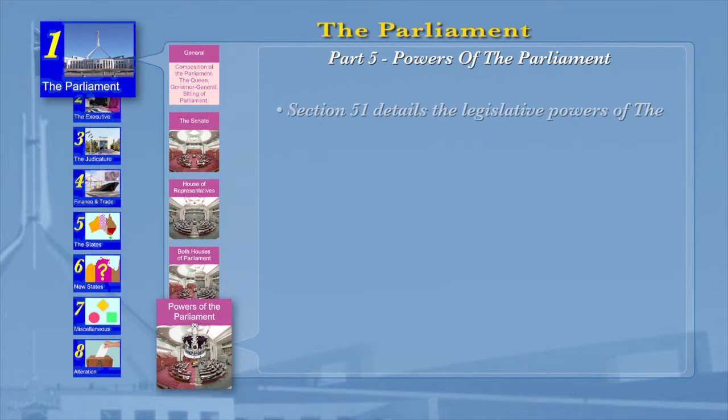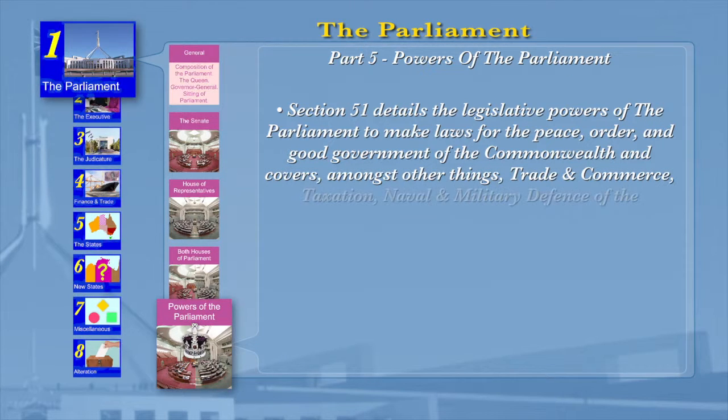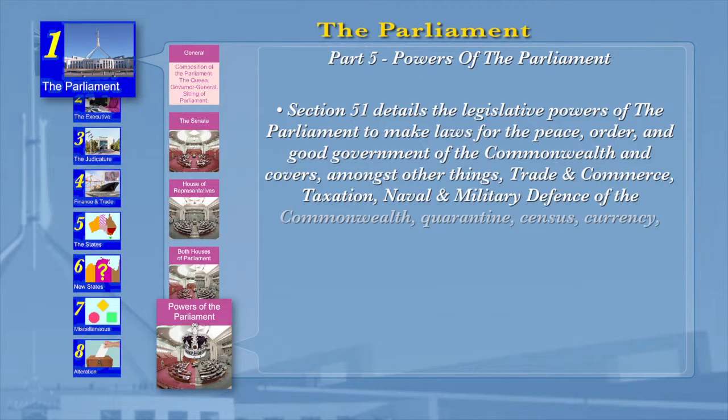Section 51 details the legislative powers of the Parliament to make laws for the peace, order and good government of the Commonwealth, and covers, amongst other things, trade and commerce, taxation, naval and military defence of the Commonwealth, quarantine, census, currency, naturalisation and aliens and marriage.